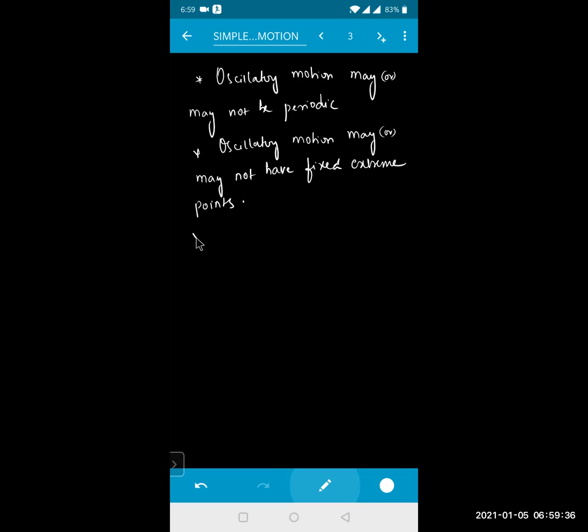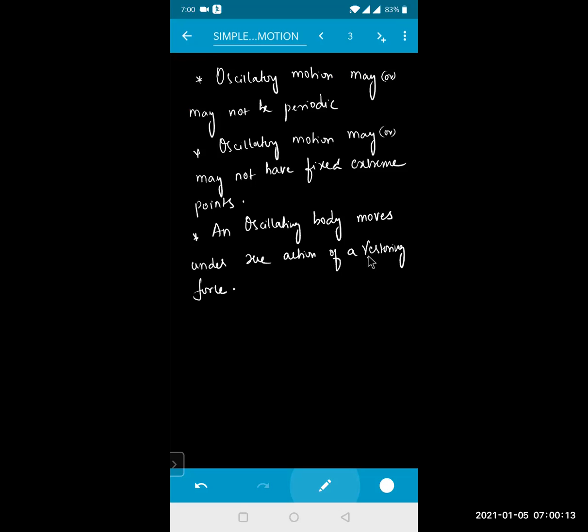Okay, one more point. An oscillating body moves under the action of a restoring force. What do you mean by this, beta? This is a very, very important term: restoring force. An oscillatory body moves under the action of restoring force.